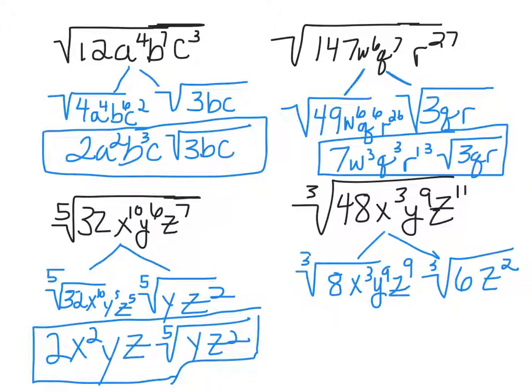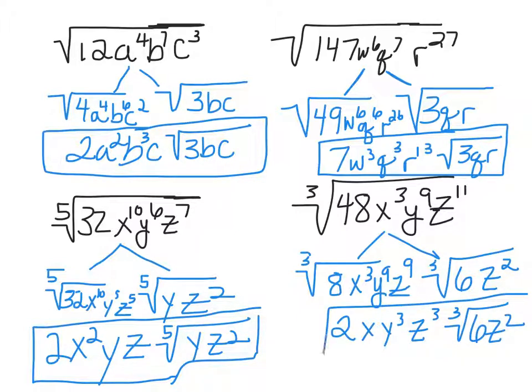So now I'm going to take the cube root of the perfect cube part. Cube root of 8 is 2. The cube root of x cubed is just x. The cube root of y to the ninth, 9 divided by 3 is 3, so that's y cubed. And z to the ninth, 9 divided by 3 is 3, so that's z cubed. And then I have the cube root of 6z squared left over. And there's not a factor of 6 that is a perfect cube, and 6 itself is not a perfect cube. So I know that this is simplified.